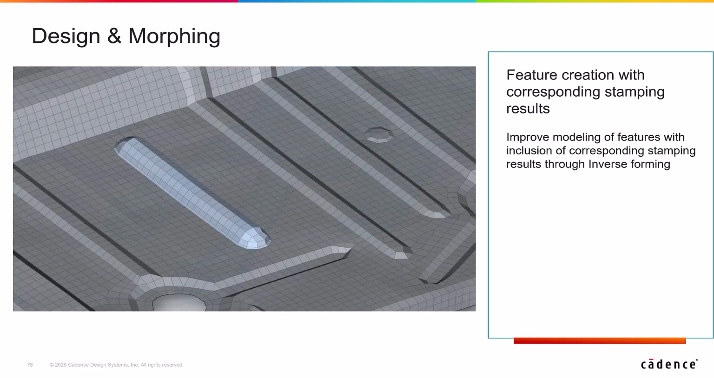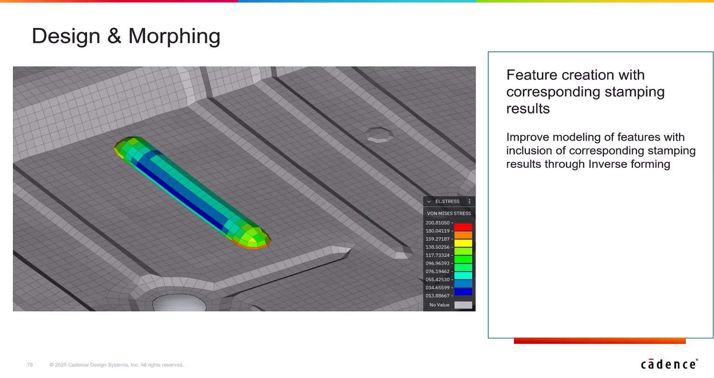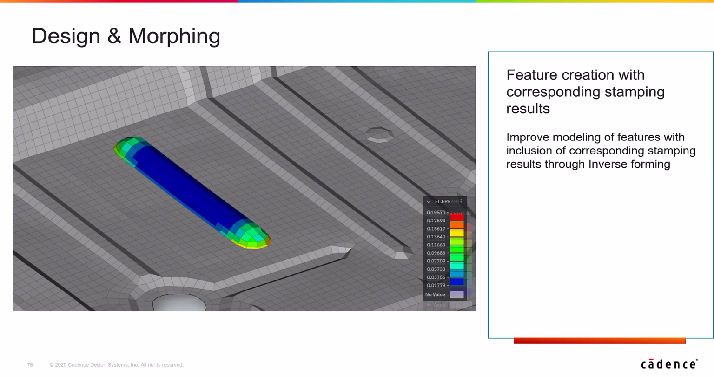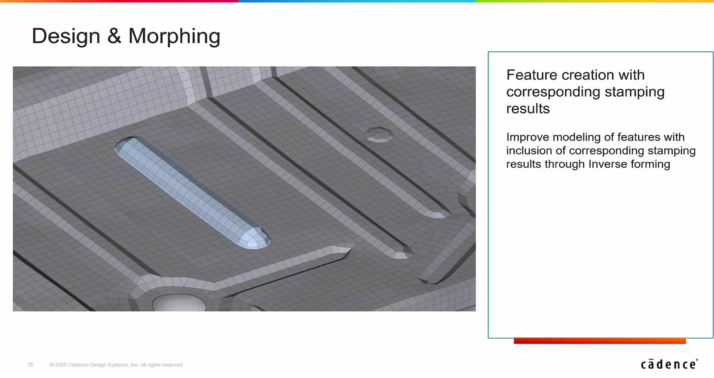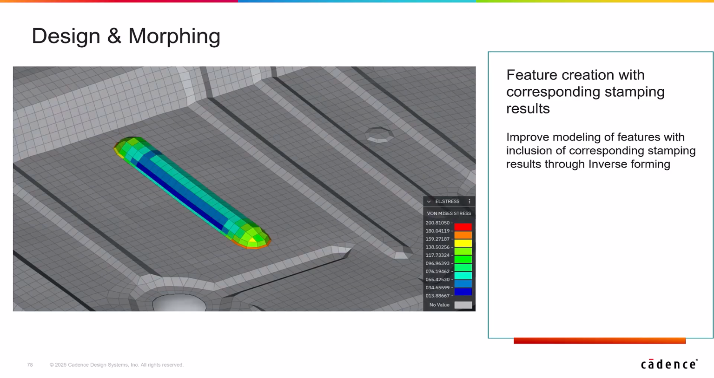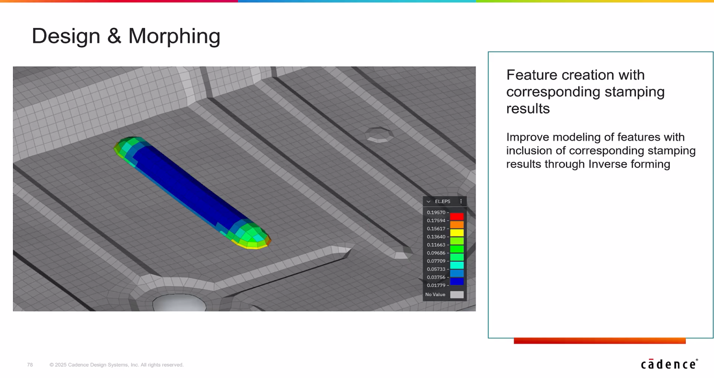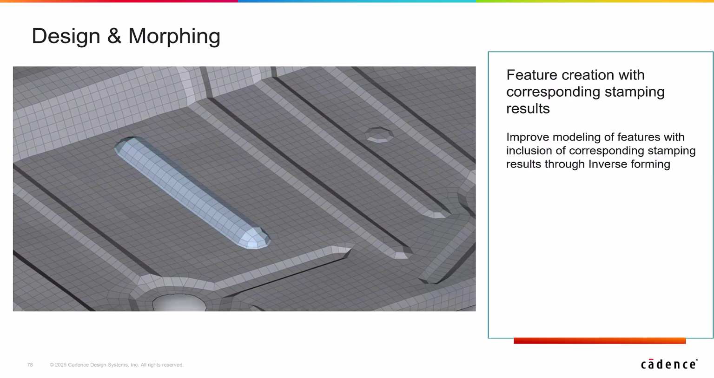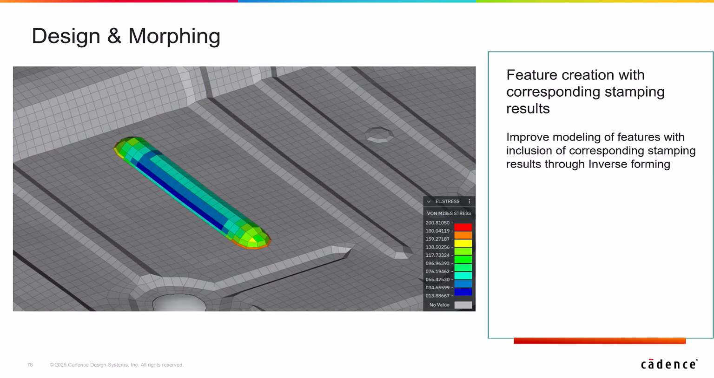Feature creation of beads and stamps allows creation of initial stamping results. The supported results are stress, strain, thickness, as well as creation of a property, indicative of the initial shape and dimensions of the initial blank of the feature. The stamping results are calculated using the inverse forming tool.